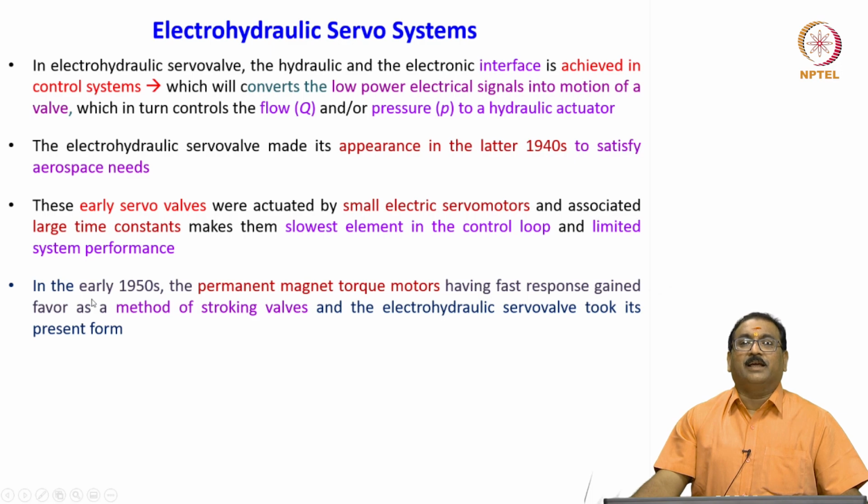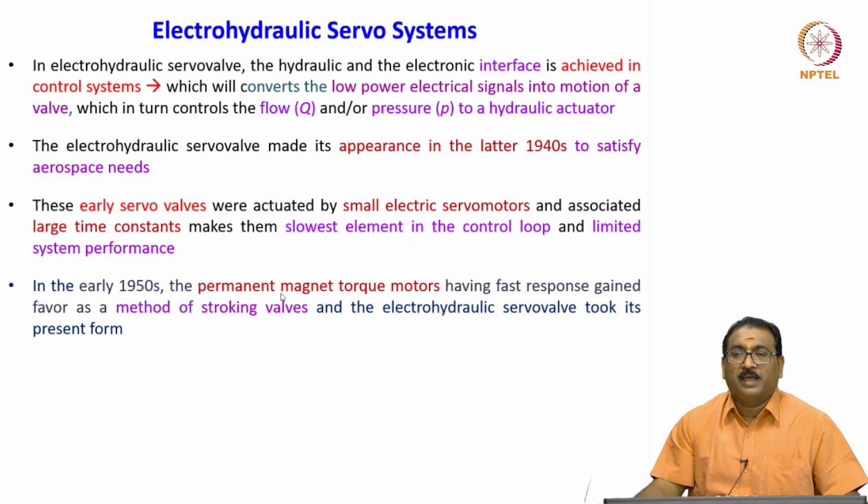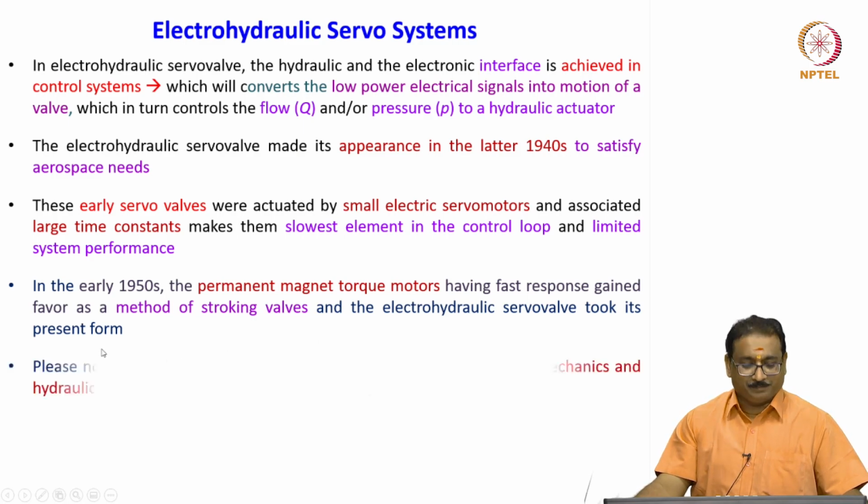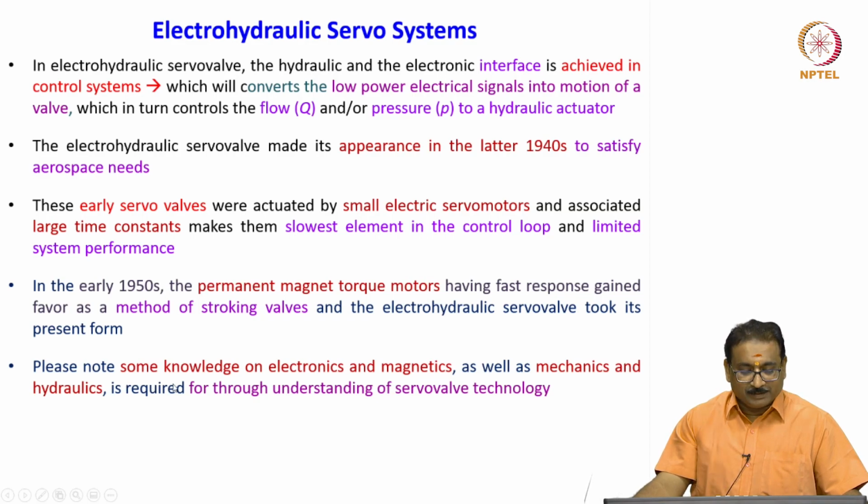These early servo valves were actuated by small electric servo motors, and the associated large time constants made them the slowest element in the closed loop and limited system performance. In the early 1950s, permanent magnet torque motors having fast response gained favor as a method of stroking the valves, and the electro-hydraulic servo valve took its present form. Please note, some knowledge of electronics and magnetics as well as mechanics and hydraulics is required for thorough understanding of servo valve technology.